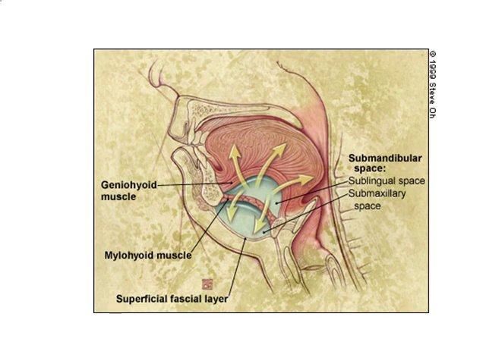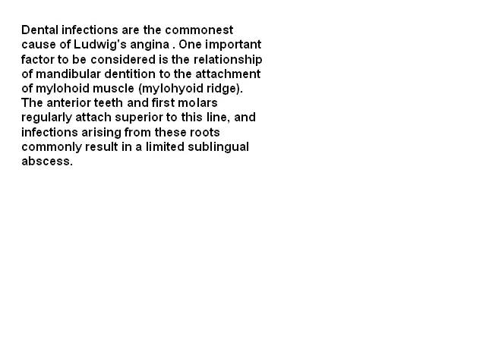This shows the tongue being pushed upwards and backwards as a result of infection in the submandibular space, and this is a major complication of Ludwig's angina, resulting in airway obstruction. Dental infections are the commonest cause of Ludwig's angina. An important factor to be considered is the relationship of mandibular dentition to the attachment of the mylohyoid muscle. This line of attachment is called the mylohyoid ridge.